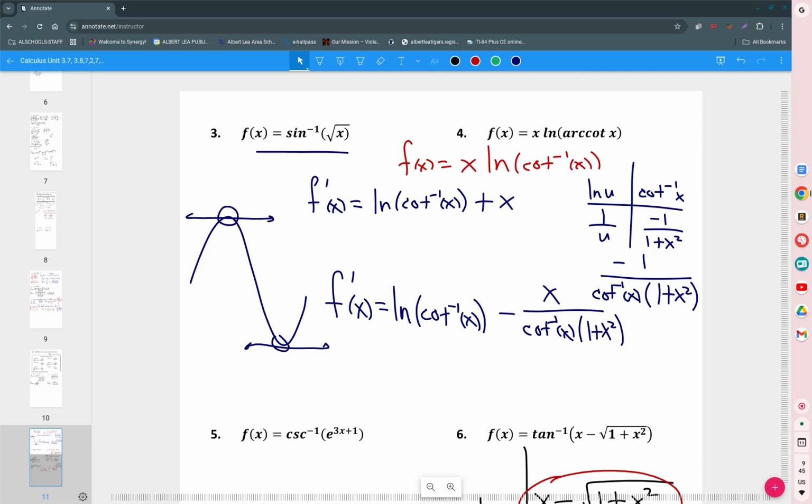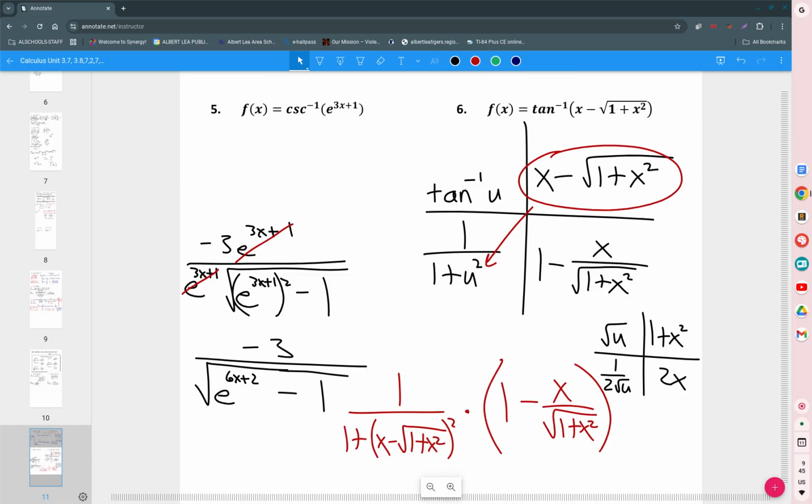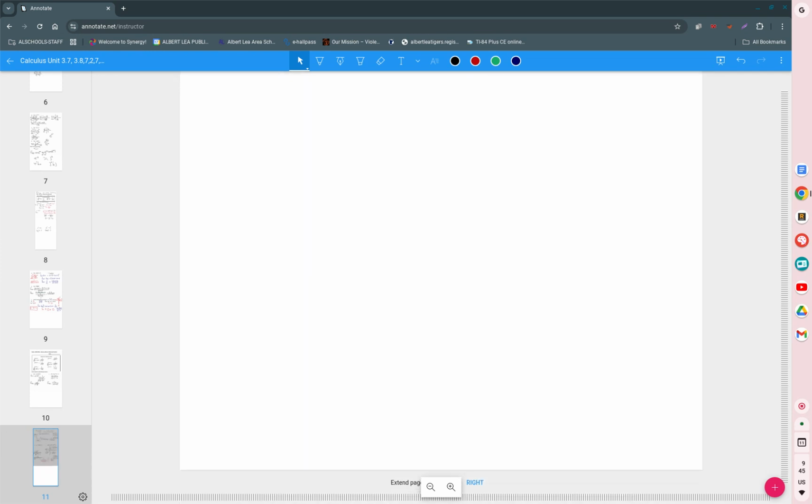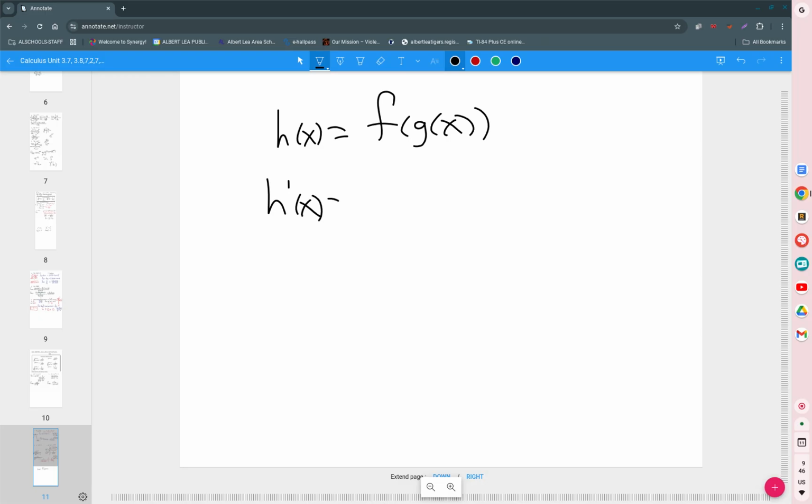Yeah, so I know that you guys are able to write the boxes, but I want you to see that if you have h of x equal to f of g of x, then h prime of x is equal to the derivative of the inside times the derivative of the outside with the inside left alone. Okay.